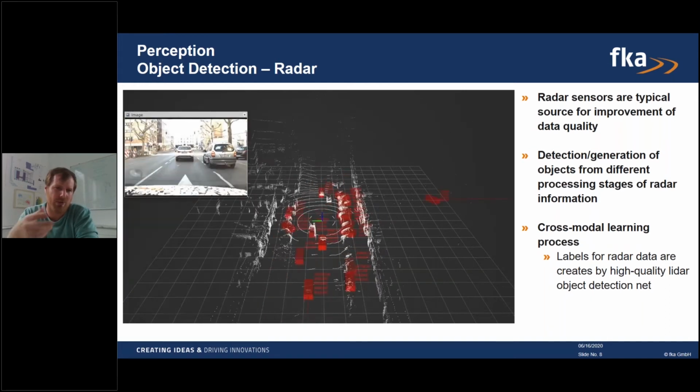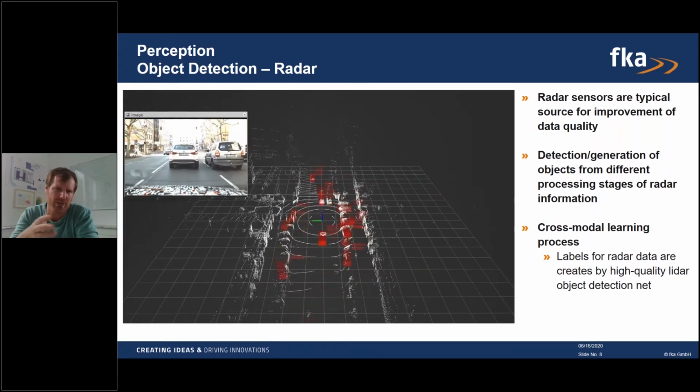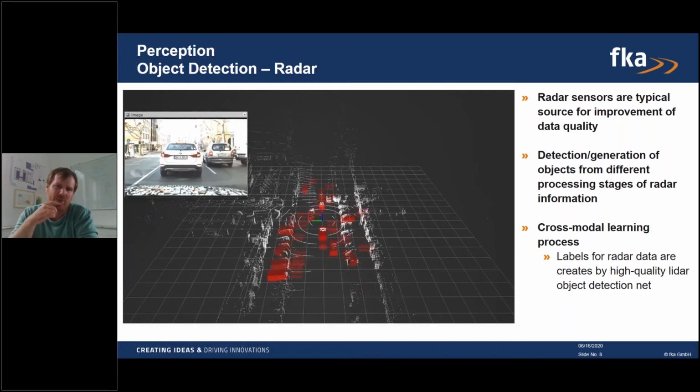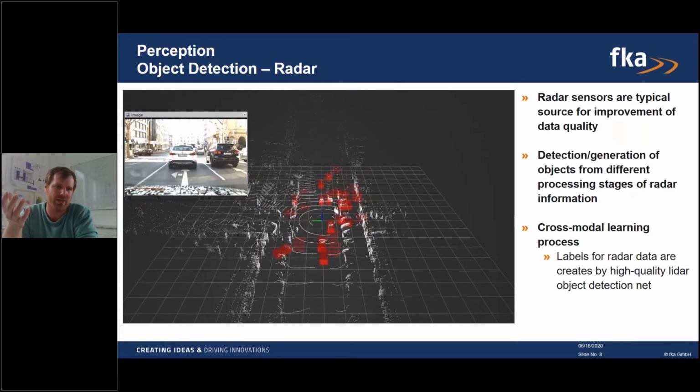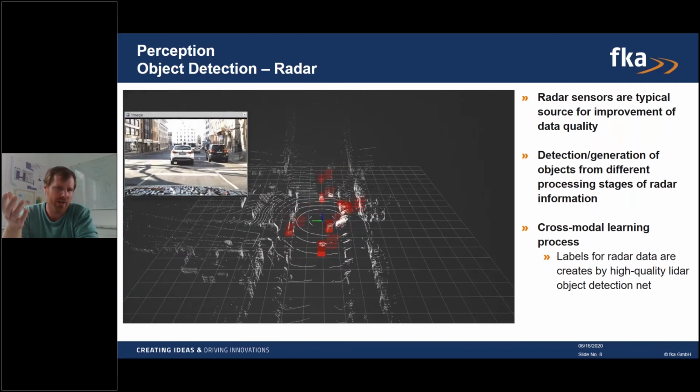So for example, for the radar, in this video we did actually the same. This time we used the labels from the LiDAR data, the LiDAR bounding boxes, as a label for our training for the radar data. That's the way we can then derive objects from the radar.